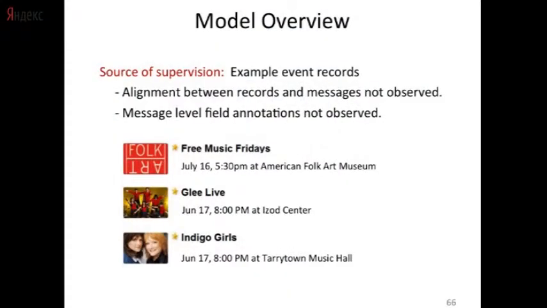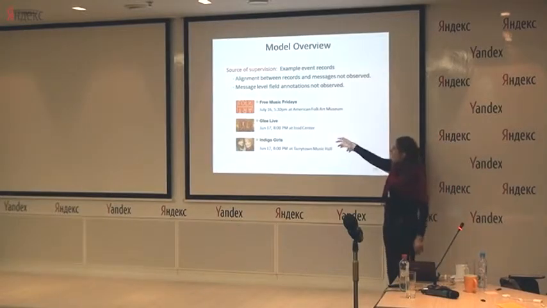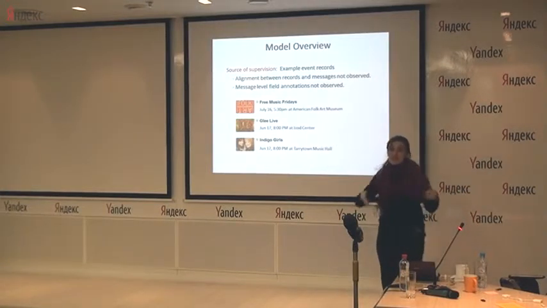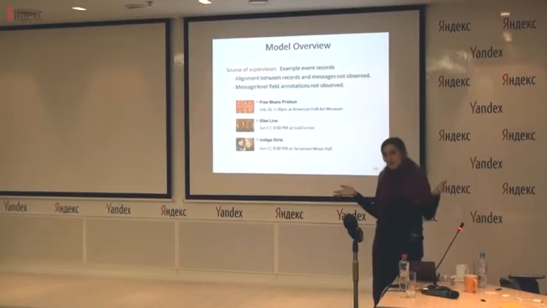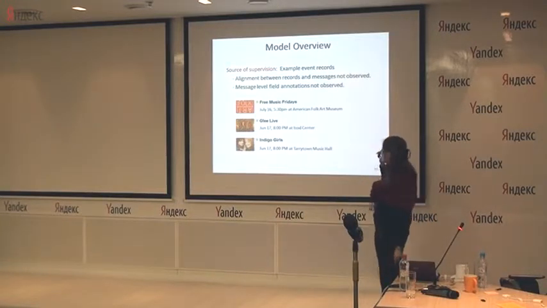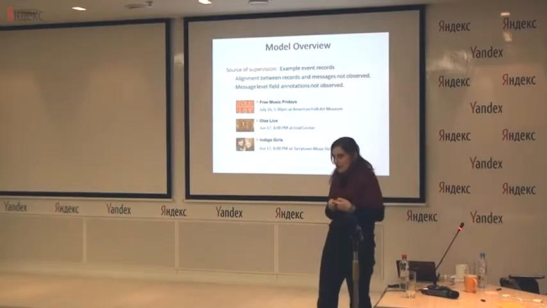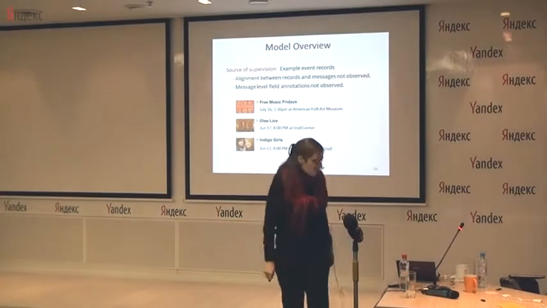The way that we trained this model is we didn't want to do a lot of annotation, so we just took a table for a city and a stream of messages that we've collected. In this case, the alignment between records and messages is not observed. So you don't know how each individual message is annotated. You don't know which of these messages correspond to which value of the table. You just have two parts of this annotation.